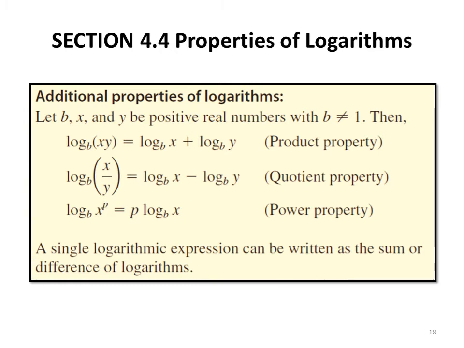Here you have an expression that has more than one log. Using this property, you can write it as one log. In the first case, it is the log of the product. That is, the sum of logs can be written as the log of the product. The difference of two logs can be written as the log of the quotient. Same thing for the third property. If you have p times log x, you can write it as log x to the power p. A single logarithm expression can be written as the sum or difference of logarithms.